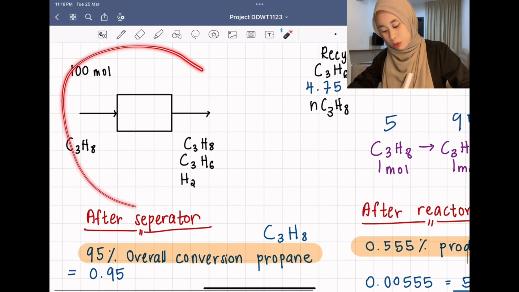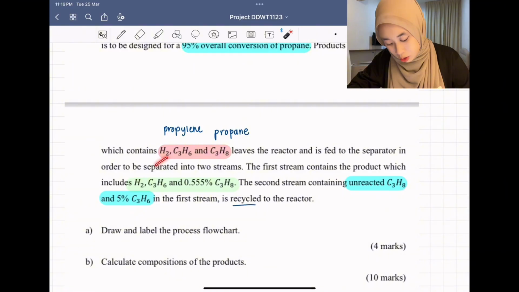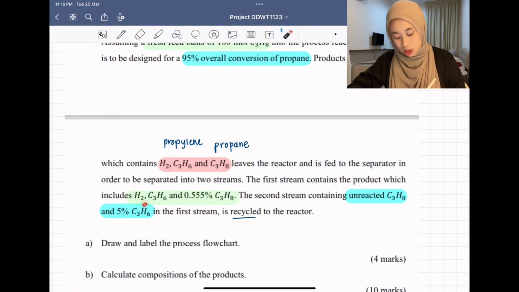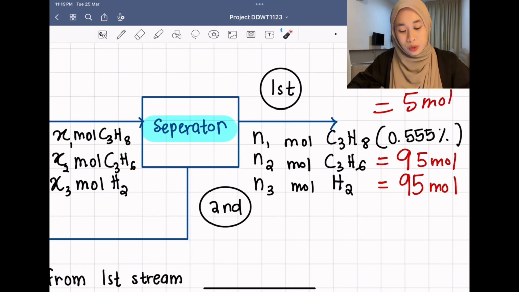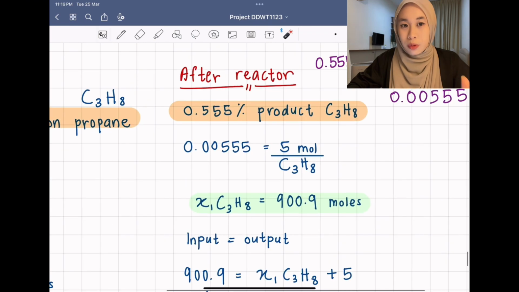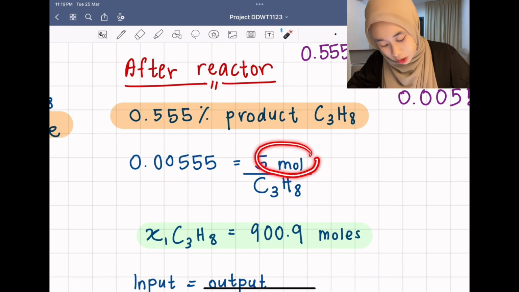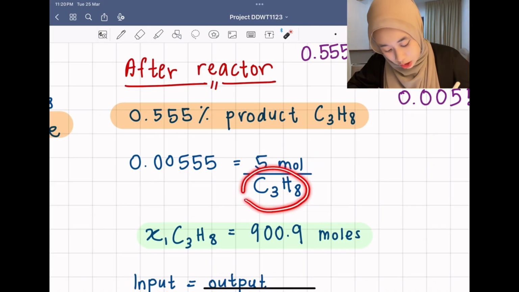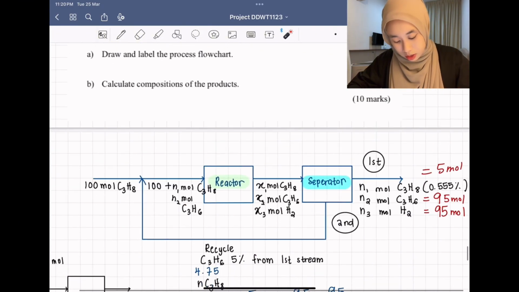Sebab bila kita buat flowchart mudah, kita boleh nampak mana satu input, mana satu output. Okay? Products from the reactor which contains H2, C3H6 dan C3H8. First stream contains the product. Product ni merujuk kepada products from the reactor which includes H2, C3H6 and 0.55% C3H8. Okay, 0.55% C3H8 ni adalah merujuk kepada ratio between C3H8 product stream dan C3H8 daripada output reactor. So 0.55% bagi dengan 100, you will get 0.0055, and 5 moles is the product stream of C3H8 compared to C3H8 from reactor. Calculate, you will get 900.9 moles. Okay, so kita dah ada for X1.